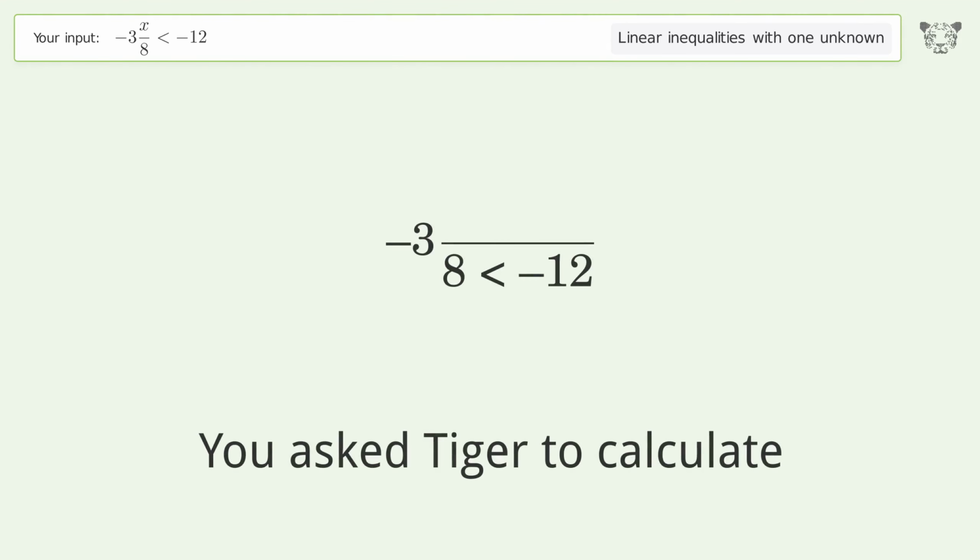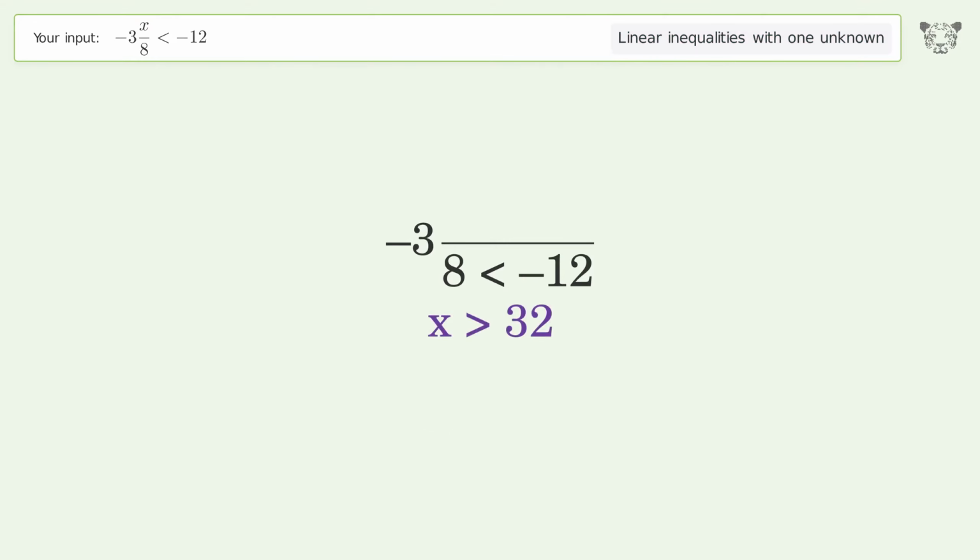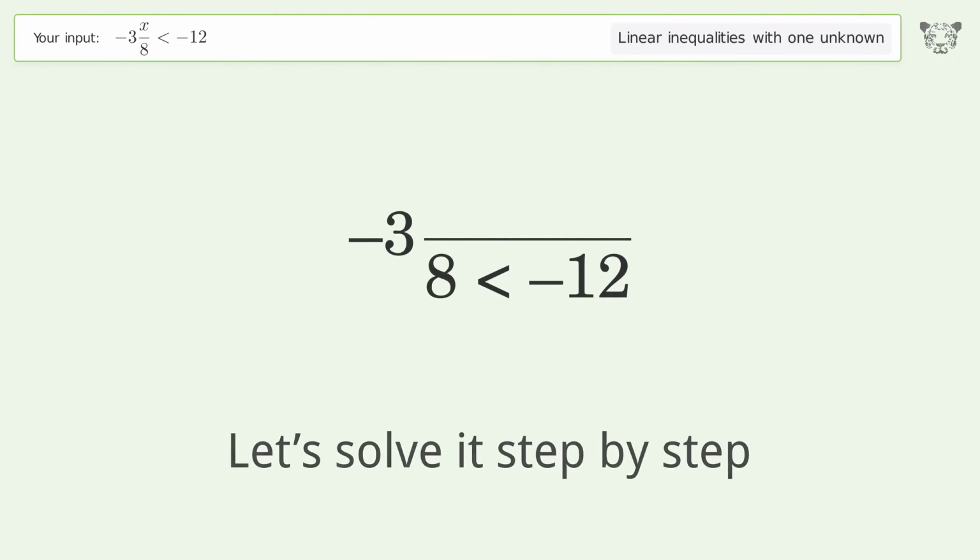You ask Tiger to calculate. This deals with linear inequalities with one unknown. The final result is x greater than 32. Let's solve it step by step.